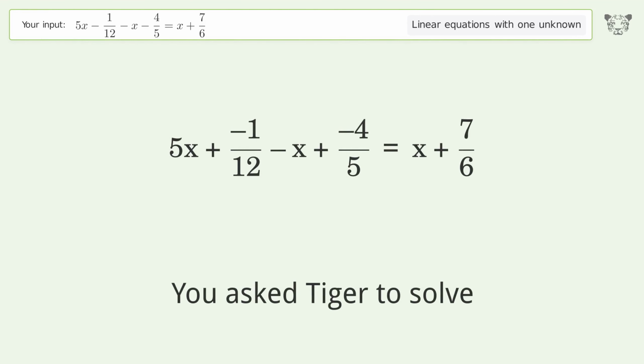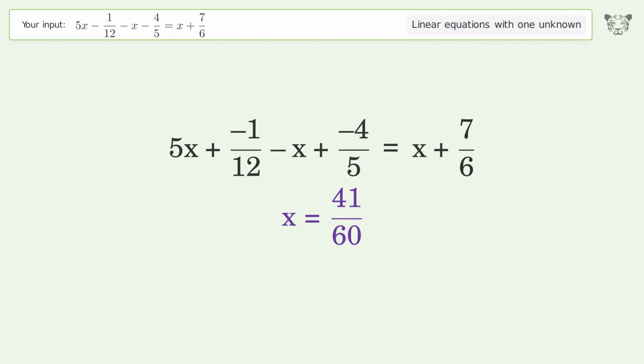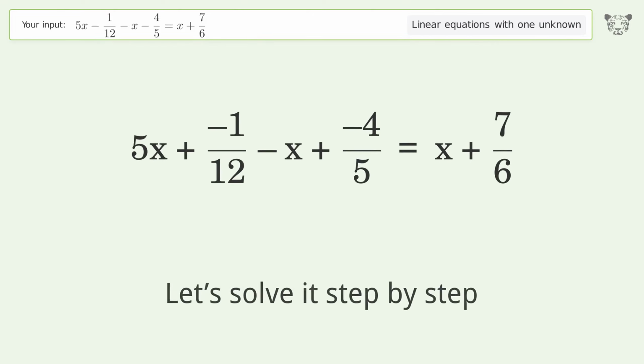You ask Tiger to solve this. This deals with linear equations with one unknown. The final result is x equals 41/60. Let's solve it step by step.